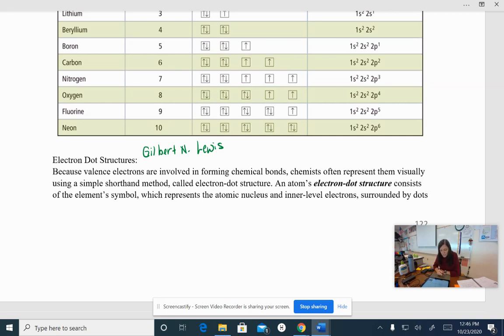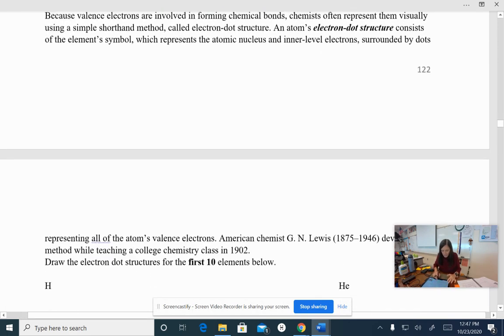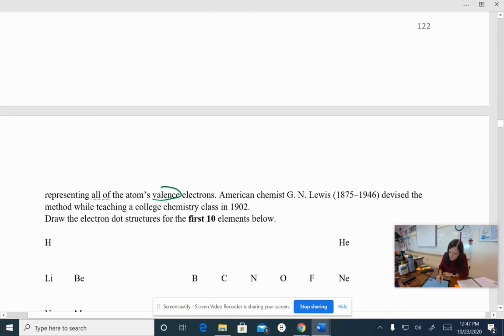Because valence electrons are involved in forming chemical bonds, chemists often visually represent them using a simple shorthand given to us by an electron dot structure. This was proposed by Gilbert Lewis. Okay, and an atom's electron dot structure consists of the element symbol, which represents the atomic nucleus and the inner level electrons, surrounded by the dots in the valence. Okay, and the valence electrons, valence just is a fancy word to say the outer shell electrons.